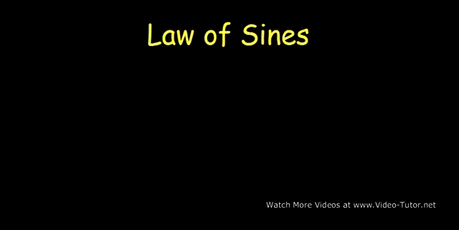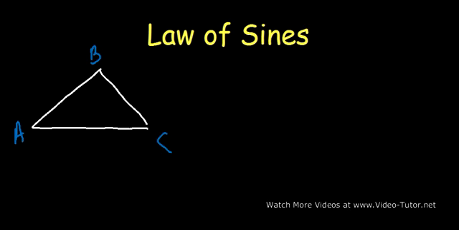In this video, we're going to focus on the law of sines. So let's say you have this triangle. Let's say this is angle A, angle B, and angle C. Across angle A, you have side A. Across angle B, that's side B. And across angle C, side C.